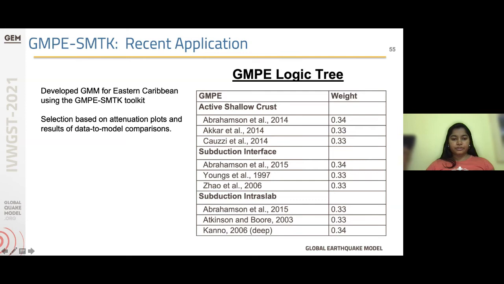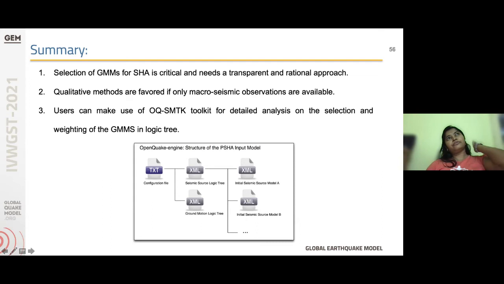So in summary, whenever we talk about the selection of GMMs for seismic hazard analysis, it needs to be more transparent and more reproducible, if somebody wants to use the same set of GMPs for their hazard study. So there should be a justifiable explanation for the choice of certain GMPs. And then most of the time, we may not have access to the strong motion recordings, which is why we cannot do residual analysis. We cannot do log likelihood.